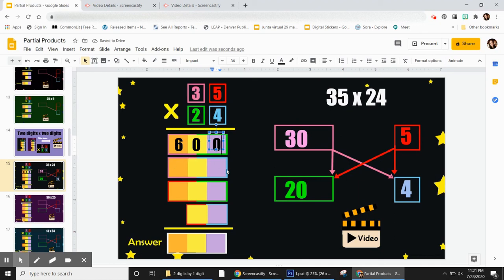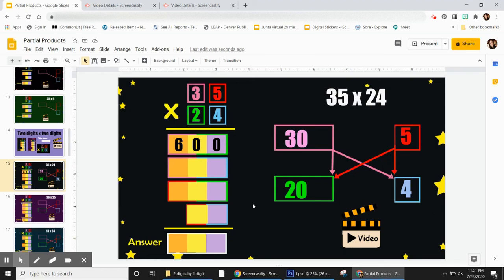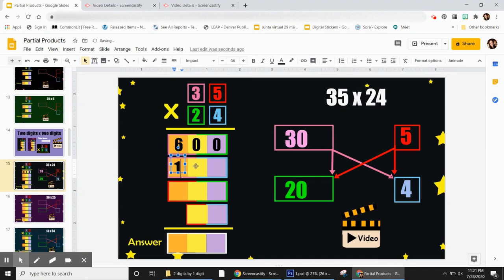Now let's do pink times blue. So the 3 got to go against the 2. Now it needs to go against the 4. 30 times 4. Again, forget about the 0 for just a second. What is 3 times 4? 3 times 4 is 12. How many zeros do we have? Just one. So 3 times 4 is 12 and a 0, which is 120.